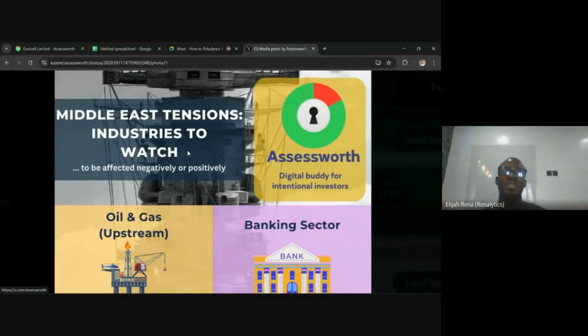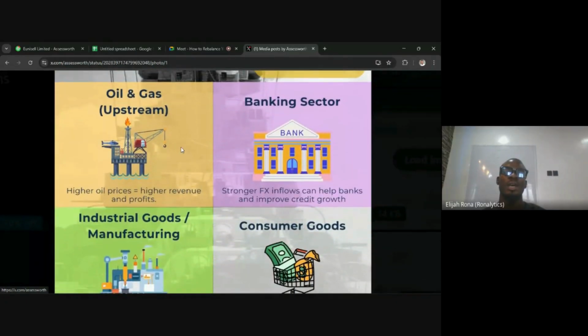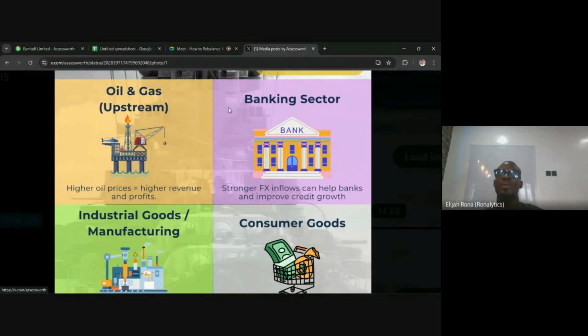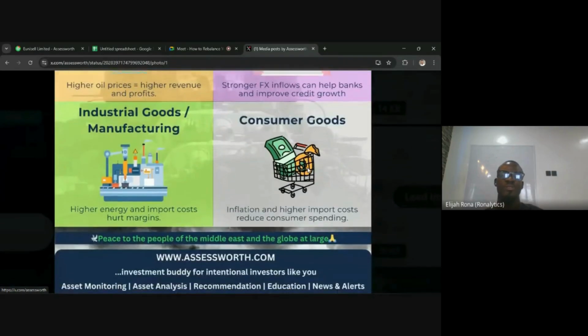So we posted this, the industries that may be affected. So we looked at the oil and gas upstream. This is where Aradel, Seplat, etc. fall into. So higher oil price is equal to higher revenue. Then we looked at the banking sector. Stronger FX inflow can help banks and improve credit growth.